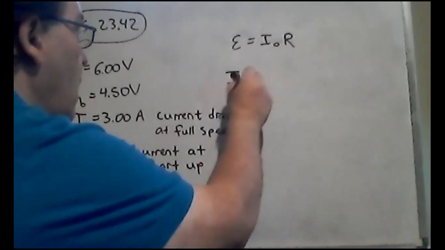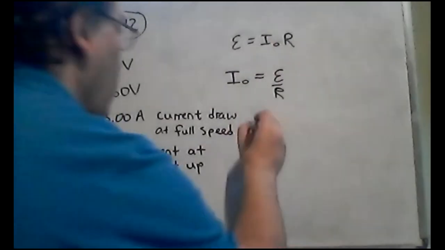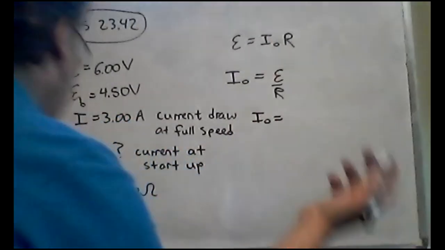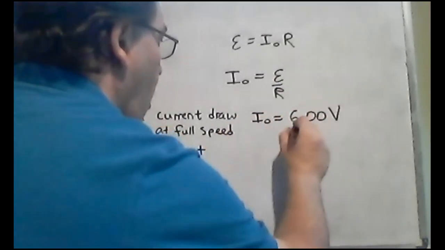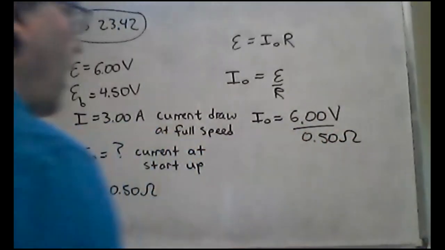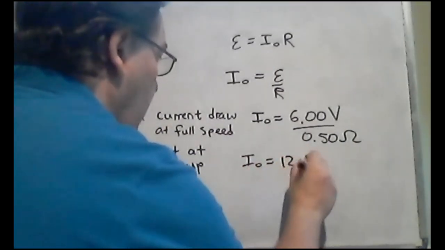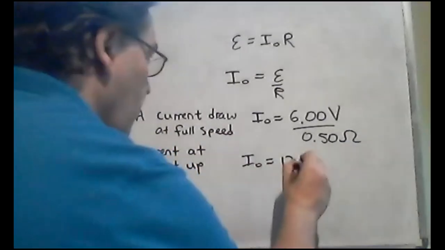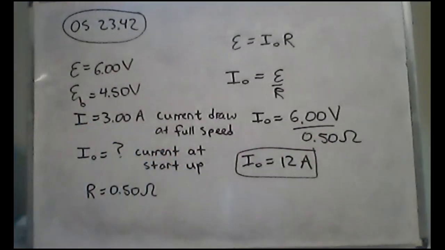Solving this quickly, I naught is epsilon over R. Epsilon is 6 volts. R is, again, I keep everything in SI, so I'll have a current in amperes, 0.50 ohms. I naught is a whopping 12 amperes. All right. That is the huge current that I need to draw when I first turn on this car.